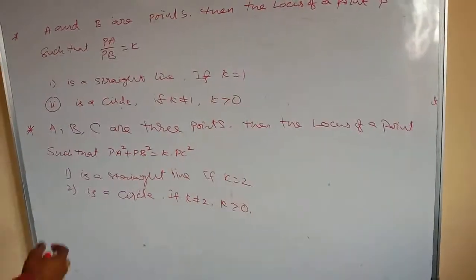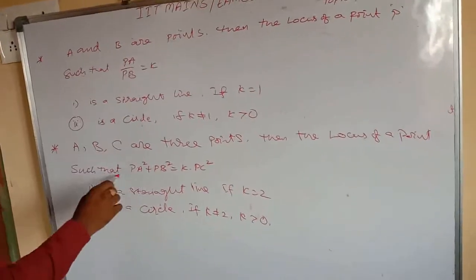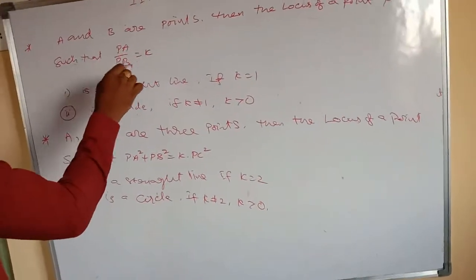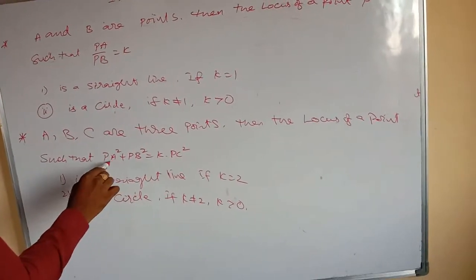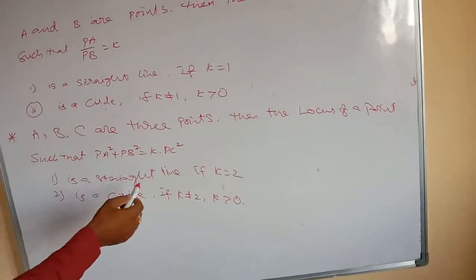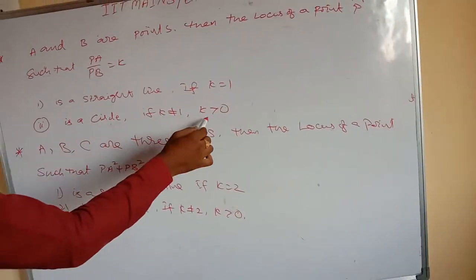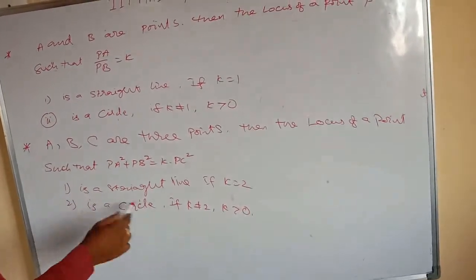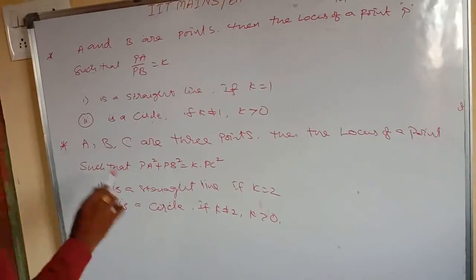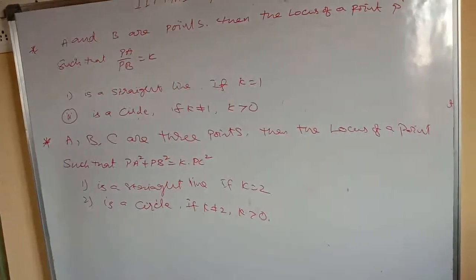Now these are 2 points and these are 3 points such that PA by PB is equal to K, and this condition is PA square plus PB square is equal to K into PC square. This is a straight line if K is equal to 2, and if K is not equal to 2 and K is positive, it is a circle. The most very important points.